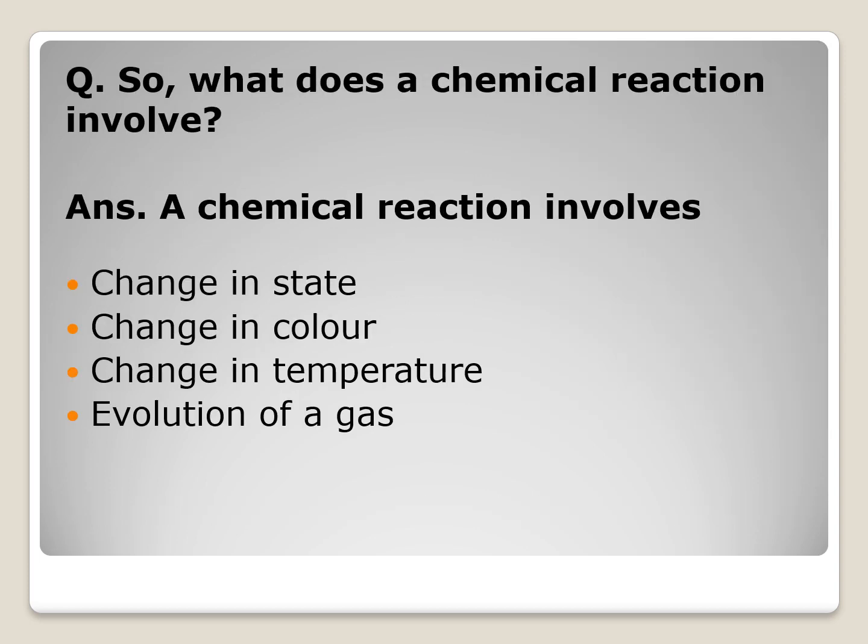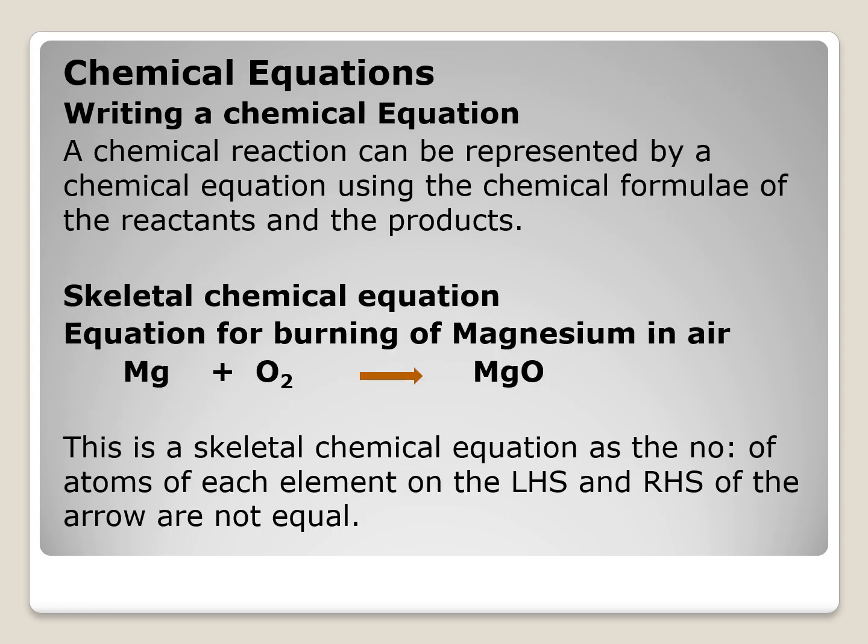So, students, what does a chemical reaction involve? A chemical reaction involves change in state, change in color, change in temperature, and evolution of a gas. Now, students, how to write a chemical equation? A chemical reaction can be represented by a chemical equation using the chemical formulae of the reactants and the products.